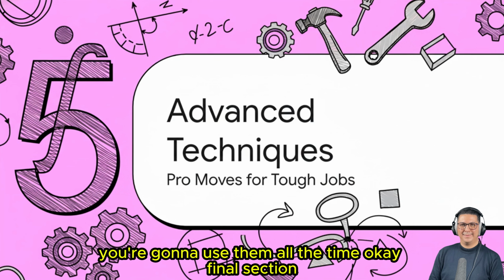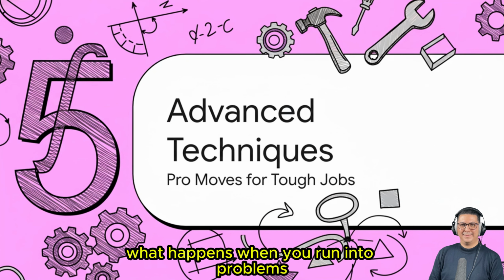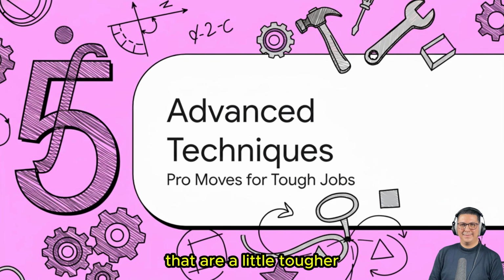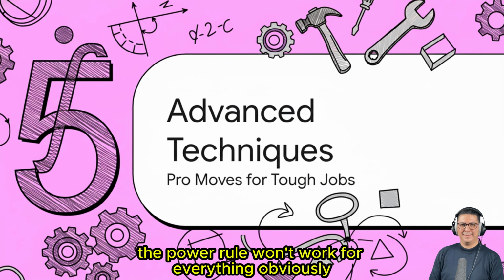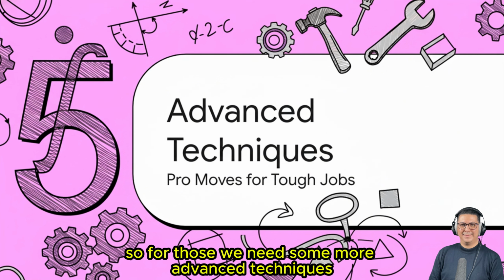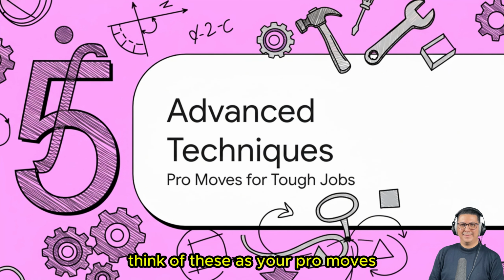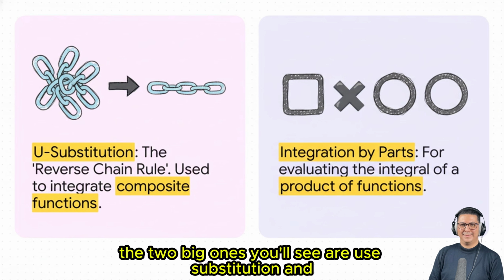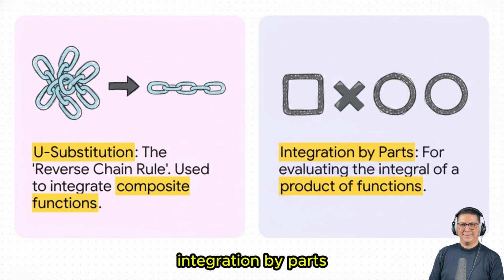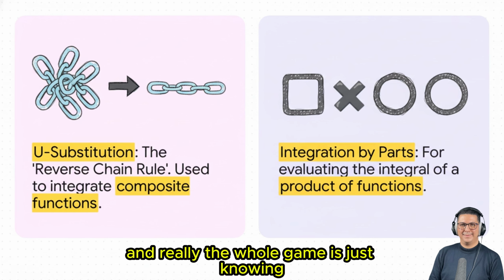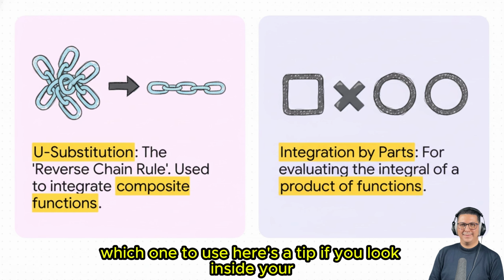Okay, final section. What happens when you run into problems that are a little tougher? The power rule won't work for everything, obviously. So for those, we need some more advanced techniques. Think of these as your pro moves for the really tricky problems. The two big ones you'll see are U-Substitution and integration by parts. And really, the whole game is just knowing which one to use.